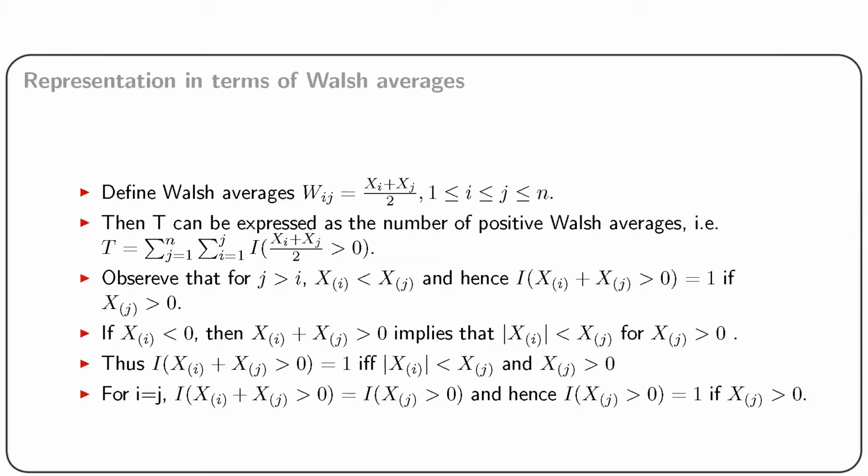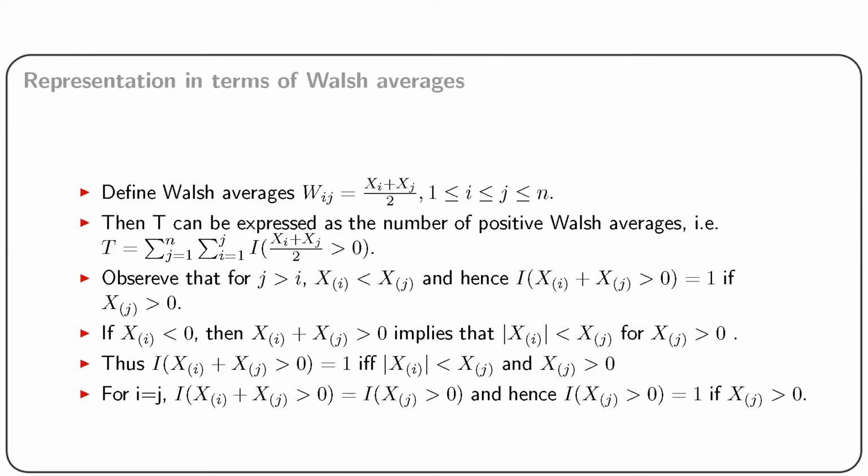Then T can be expressed as the number of positive Walsh averages. That is, T = summation j from 1 to n, summation i from 1 to j, indicator (xi + xj)/2 > 0. We shall give just an outline of the above representation.